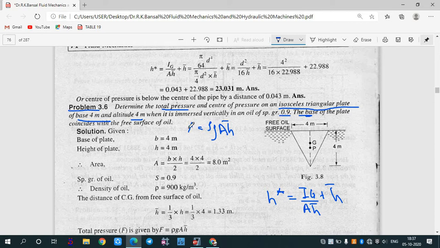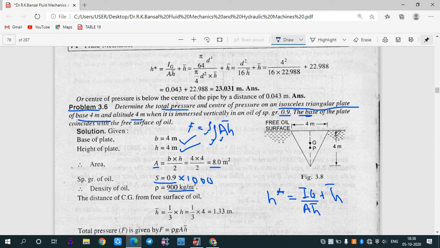Okay, now we will see what the given parameters are. We have been provided with b is 4 meter, height is 4 meter. Based on that we can calculate the area, that is half base into height, which is 8 meter square. Now the specific gravity is 0.9, so we can calculate the density by multiplying by 1000. It comes out to be 900 kg per meter cube. So we have got rho, G is 9.81, and area 8 meter square.